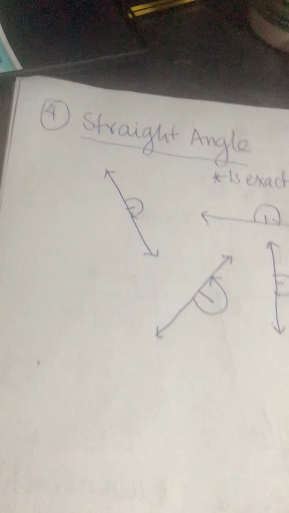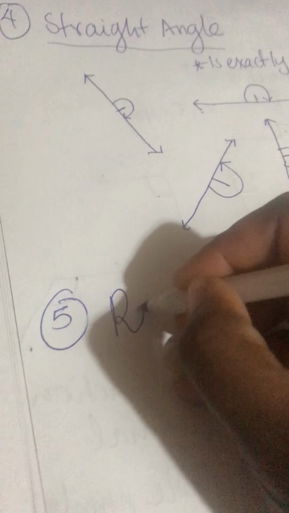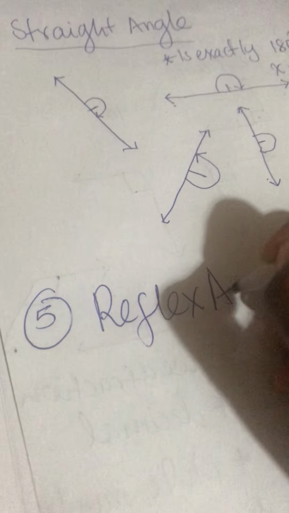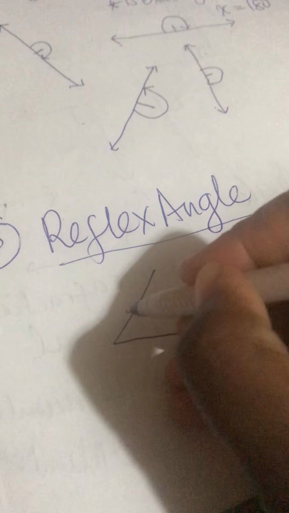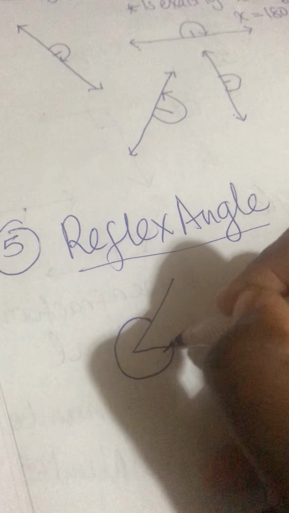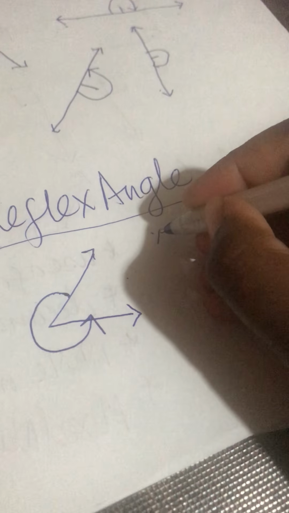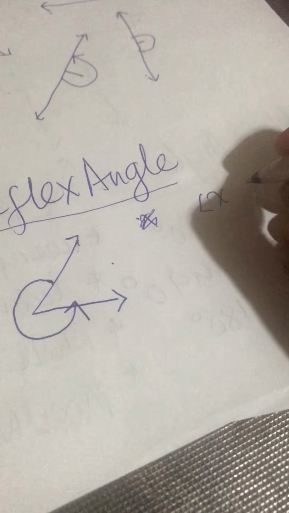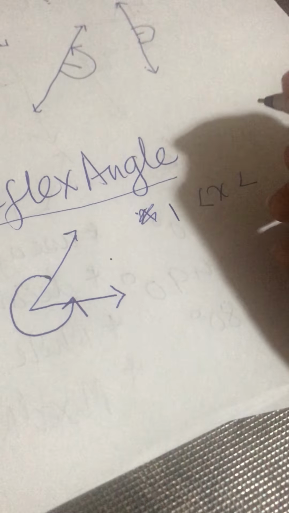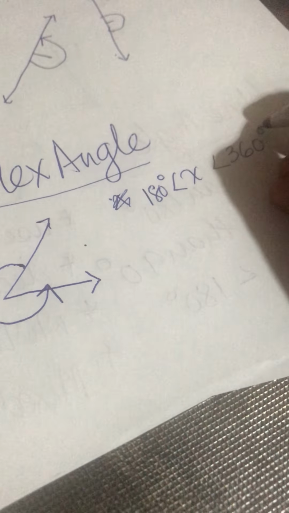Now, there's a fifth angle. The book does not talk about it, but I need you to know. So there's a fifth angle. It's called a reflex angle. So the reflex angle is on the outside. This angle is greater than 180 but less than 360 degrees.